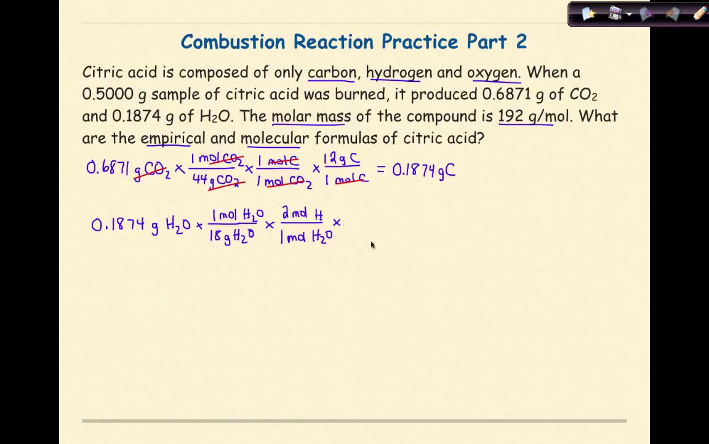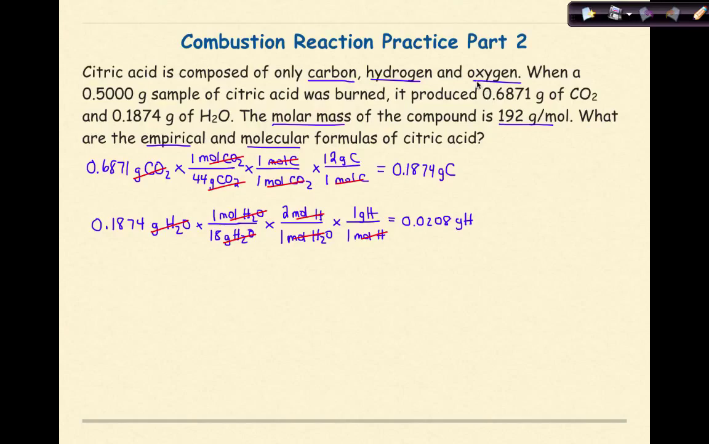Now we need to go from moles to mass. So for every 1 mole of hydrogen, we have 1 gram of hydrogen. And like before, we're going to check our units. Grams of water cancels grams of water. Moles of water cancels moles of water. Moles of hydrogen cancels moles of hydrogen. And if I work this out, I get for an answer 0.0208 grams of hydrogen.